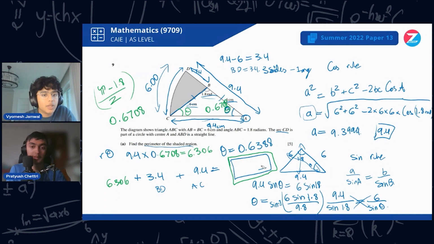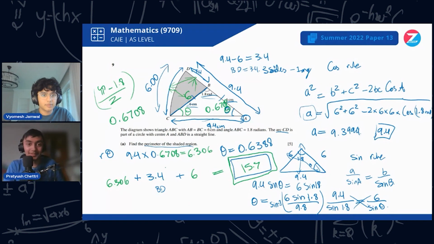Oh wait, yeah, but then you would have to remove the 9.4. It would be 6, because it's an isosceles triangle, gosh. Why am I adding 9.4? It's not the radius that we're adding, it's the BC that we're adding, which is 6. So that would give us 6.306 plus 3.4 plus 6. So 12 plus that would give us like 15.7. Let me just check if that's correct. 15.7. Yeah, that is correct, from the mark scheme.